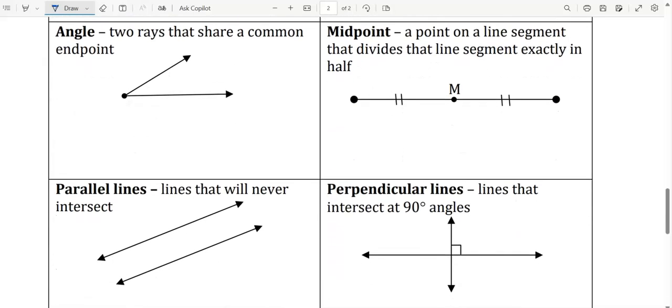Midpoint is a point on a line segment that divides the line segment exactly in half. Now, I want you to notice these tick marks. Hear me say this: tick marks. Do you see these little marks right here? That lets you know that these are the same size. There's a word for that, which we're going to get to in a few squares from now. Does everyone have angle and midpoint written down?